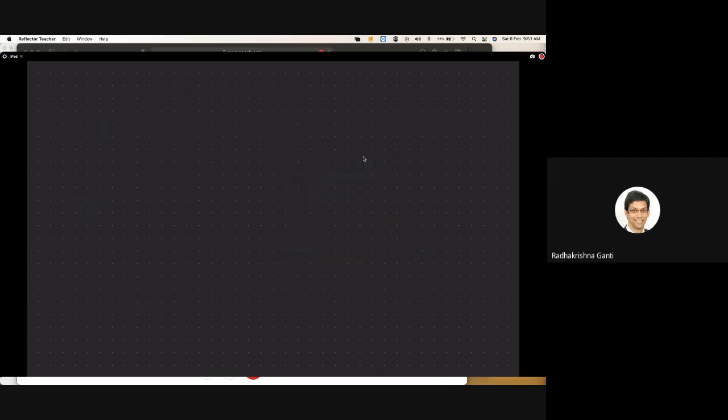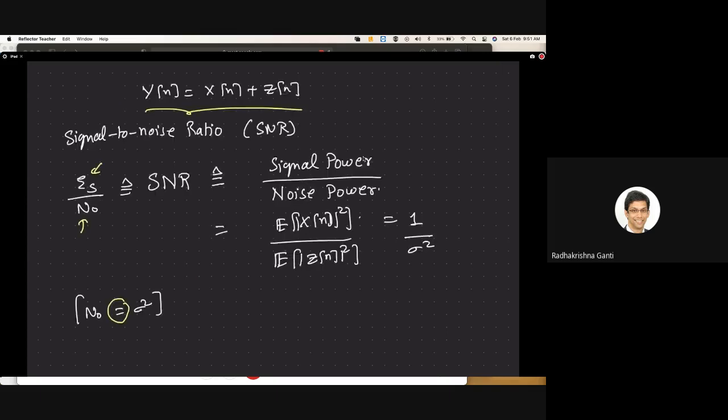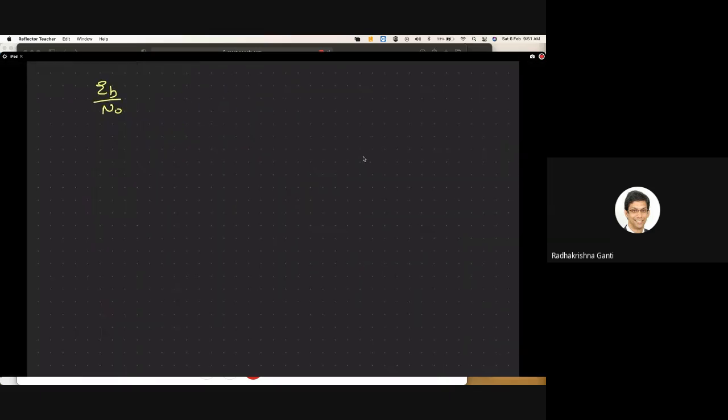Okay, good. So there's something called EB by N0. This is nothing but the SNR for the symbols, for the constellation point. X of n is a constellation point. Remember that this SNR is for the symbol, but EB by N0 is for the bits. You can think of EB by N0 as equivalent to SNR per bit.